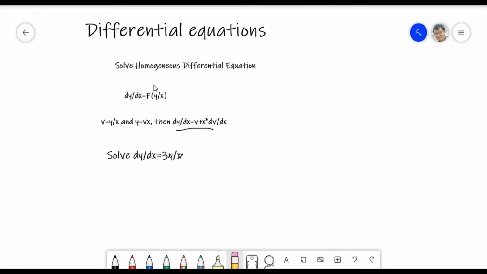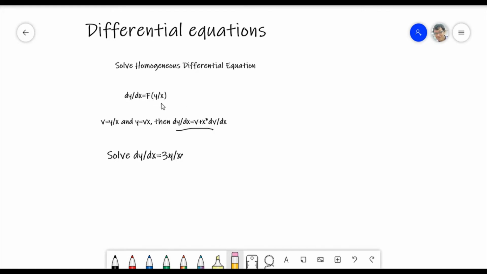Homogeneous is because they have mixed y and x, and normally it is y over x. If you ask me how about x over y, I think that's maybe different. I did not try it, but if you are interested, you can try it. But right now, this type is y over x, and f equals a function of y over x.